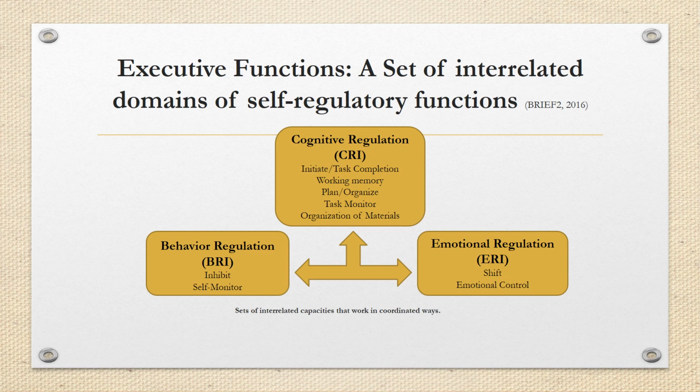The BRIEF-2 divides executive function into 3 domains. First of all, cognitive regulation, as I mentioned, which is something of a cool system where it involves initiating and completing tasks, working memory, planning and organizing, monitoring one's task, and organizing materials and thoughts. The behavior domain, which involves inhibiting impulses and self-monitoring of behavior. And finally, the emotional regulation domain, which involves shifting from task to task and basic emotional control.